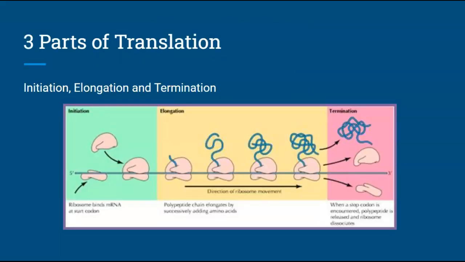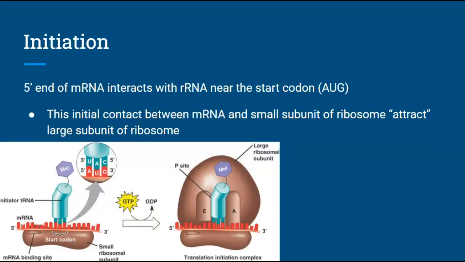Translation can be broken down into 3 parts: initiation, elongation, and termination. And we're going to go through each one of these parts. Initiation is going to do exactly what it sounds like. Initiation means to start, okay? So basically, the mRNA is going to go near the ribosome, okay? And the ribosome is going to find the start codon. The start codon is always AUG. So the ribosome is going to be able to recognize AUG, and it's going to latch on.